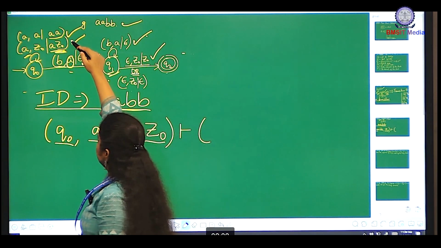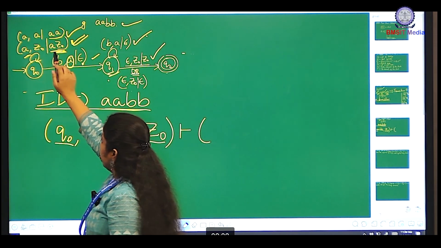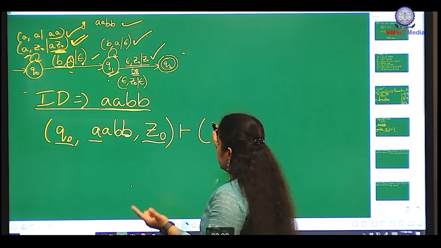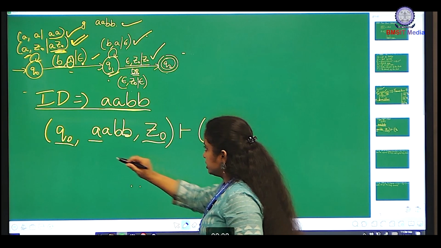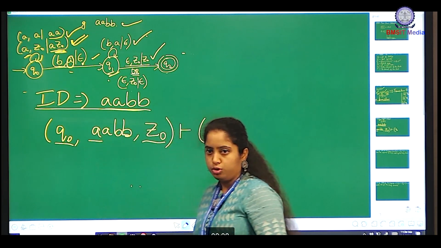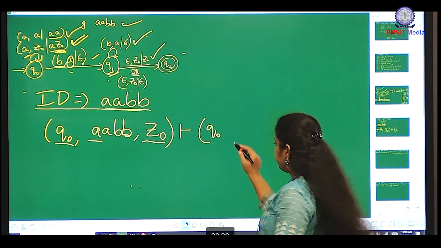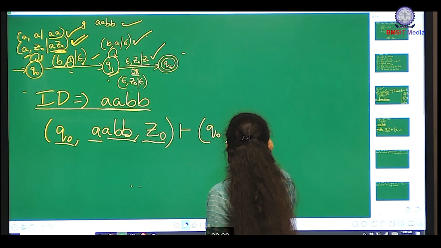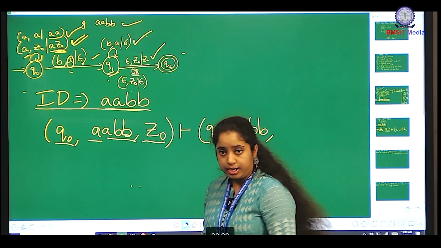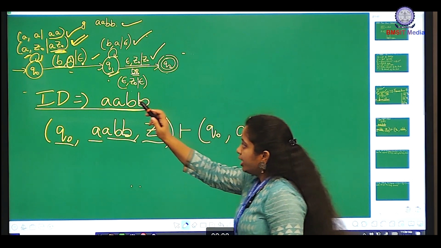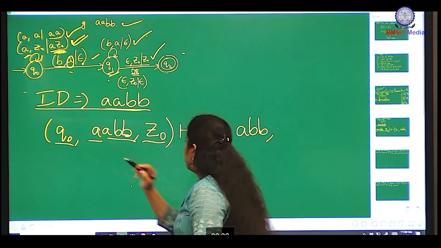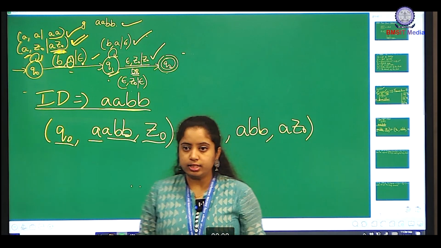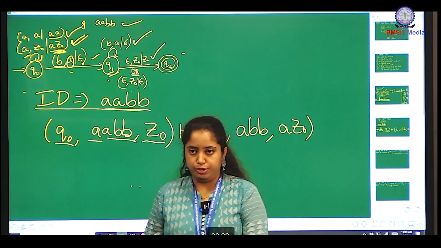Which is this one, A Z0, A Z0, you are pushing A to the stack. You are in the same state Q0, so you are not changing the state. The remaining string is ABB, write down the remaining string ABB, and you are pushing A to the stack based on this transition. So, in your stack you will have A and Z0.